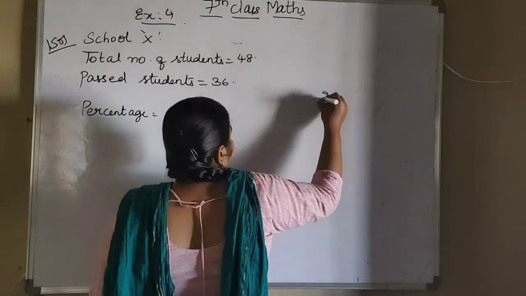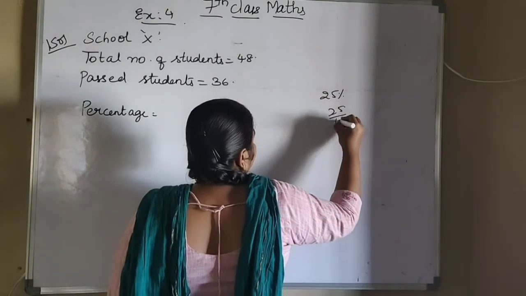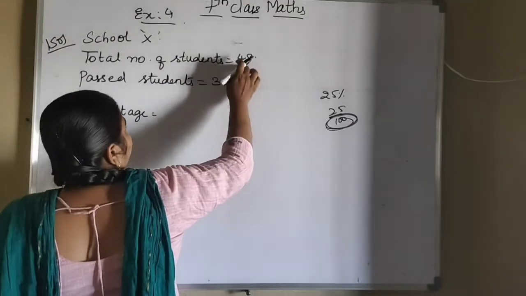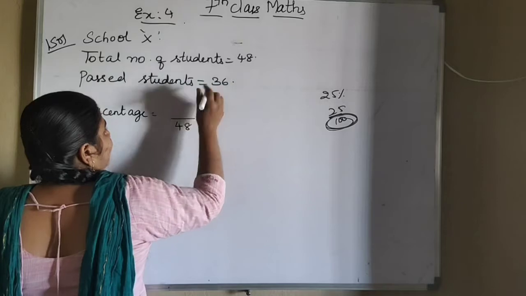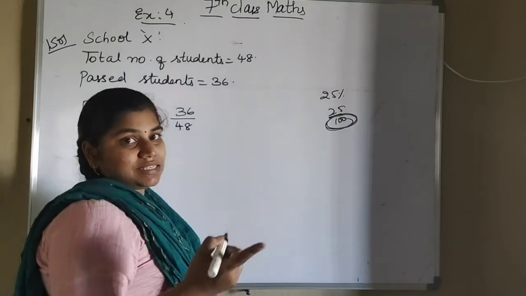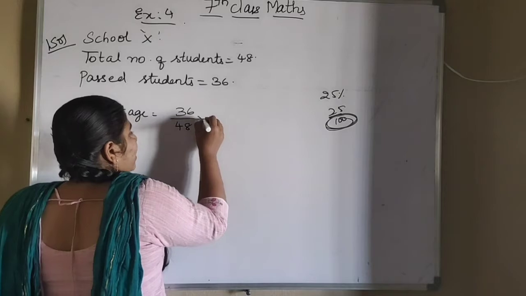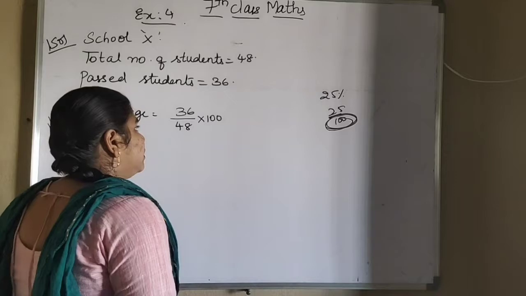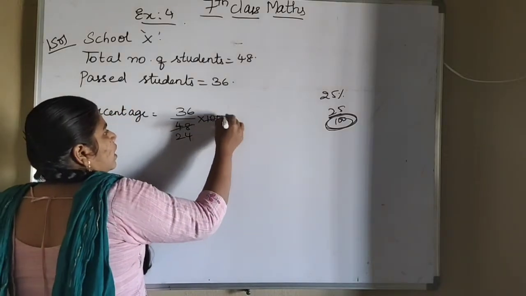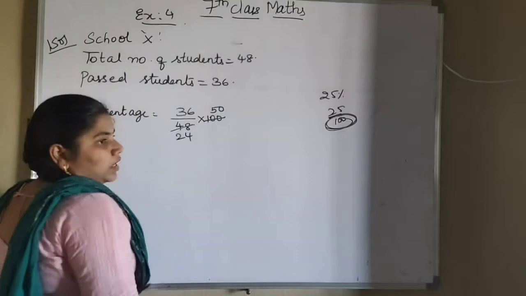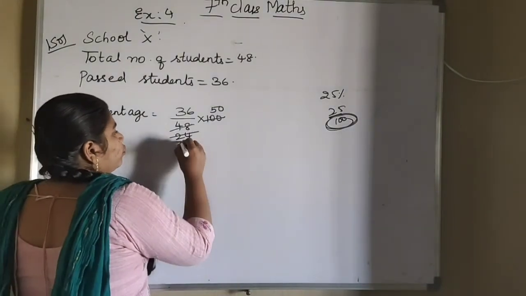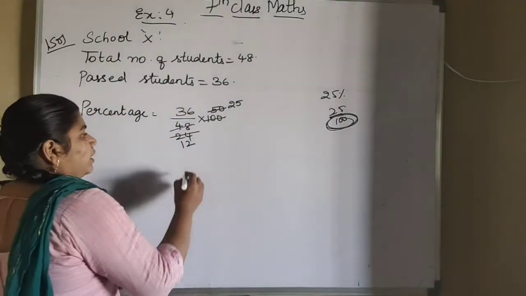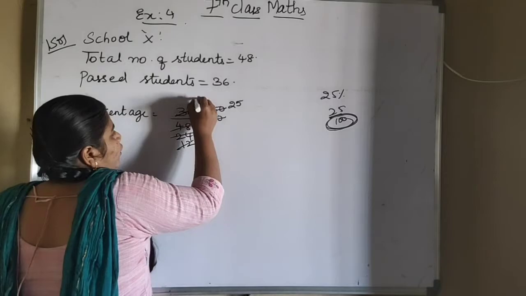Already I told you that 25% is nothing but 25 by 100. This is the total part. This is what we have taken. In this, what is the total? That is 48. In that, how many have passed? 36. And percent is nothing but 100, so we have to multiply by 100 here. So in which table can we cancel? We can cancel in the 2 table. 2 24s are 48, 2 50s are 100. Again we can cancel in the 2 table. 2 12s are 24, 2 25s are 50. Now again in the 12 table, 12 ones are 12, 12 threes are 36.